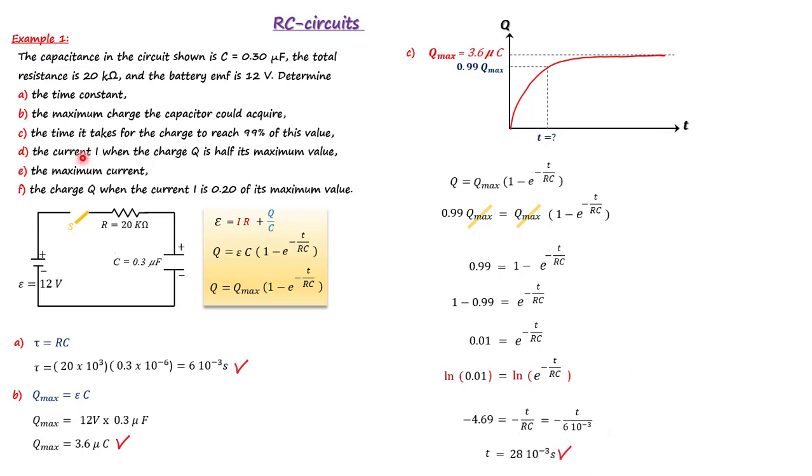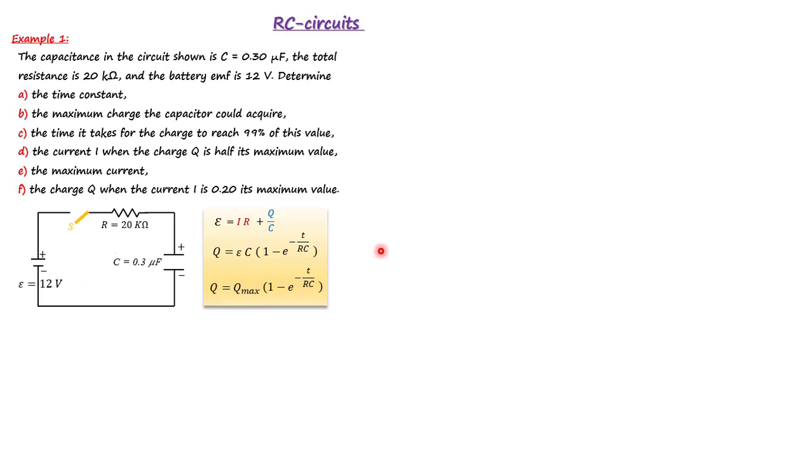For part D, we want to find the current when the charge is half of its maximum value. But for that, I'm going to provide two solutions, an easy and short one, and a long and difficult one. The first solution I'm going to have later. Let me start with the second solution. Again, we want to find the current when the charge is half of its maximum value. So let's first find the time for this value of the charge.